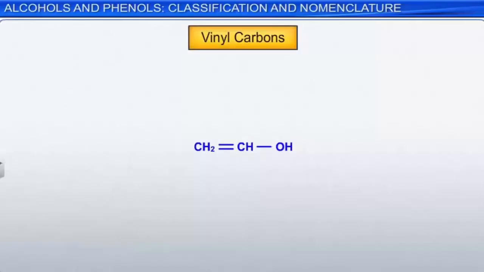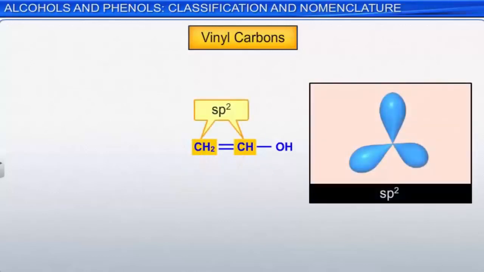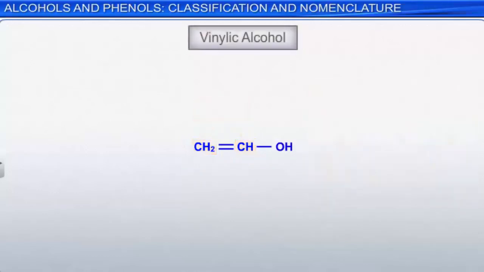A vinyl carbon is a carbon atom double bonded to at least one other carbon atom. Vinyl carbons, which are also called alkenyl carbons, are sp2 hybridized. A vinylic alcohol contains a hydroxyl group attached to a vinyl carbon. Note that the vinyl carbon is sp2 hybridized.